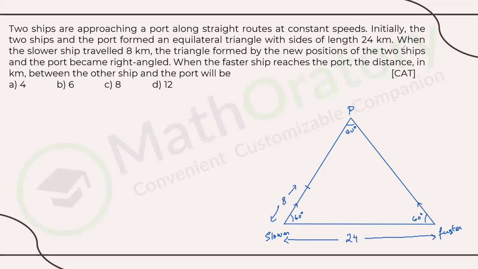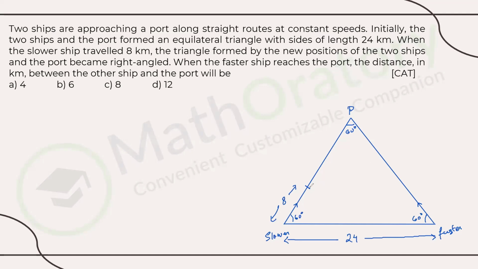The port and the two ships make a right angle, so basically it's a right angled triangle now. Remember the faster ship must have traveled more than 8 kilometers, so it should be somewhere here. Now, which of these can be 90 degrees, if you think about it? This is 60 degrees.